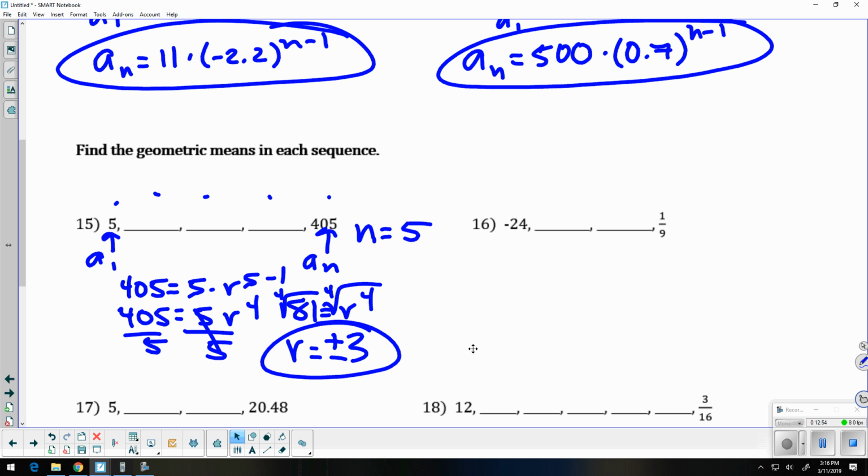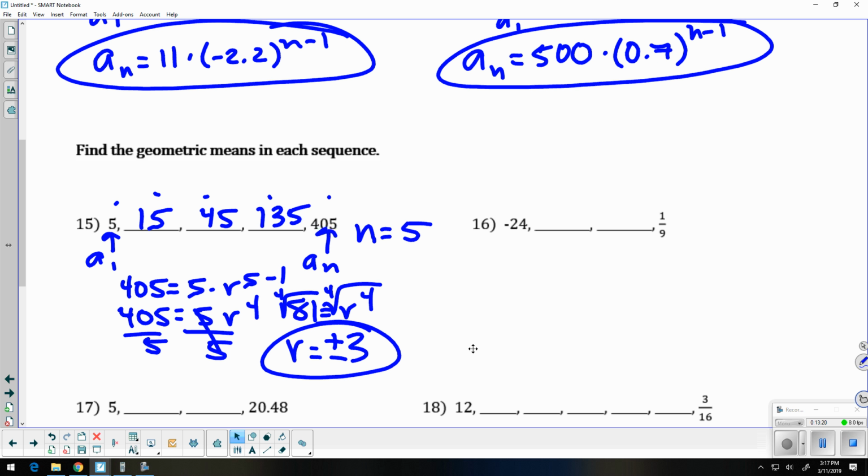Okay, so that's what we have to multiply by. We have to multiply each number by positive and also negative 3. Let me show you guys how this works out here. Let's pretend that's just positive 3. We'll do the negative 3 part in just a second, but if you multiply by just positive 3, 5 times positive 3 is 15. 15 times positive 3 is 45. 45 times positive 3 should be 135.